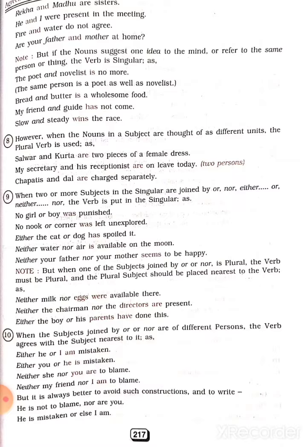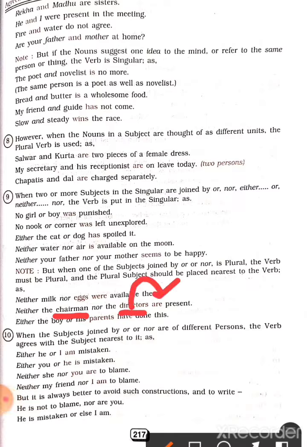Okay, neither the chairman nor the directors are present. The chairman is singular in number, but directors is plural in number. So the verb which will follow after that should be plural in number. Okay, either the boy or his parents have done this. Parents is plural in number, so the verb after that will be a plural verb.